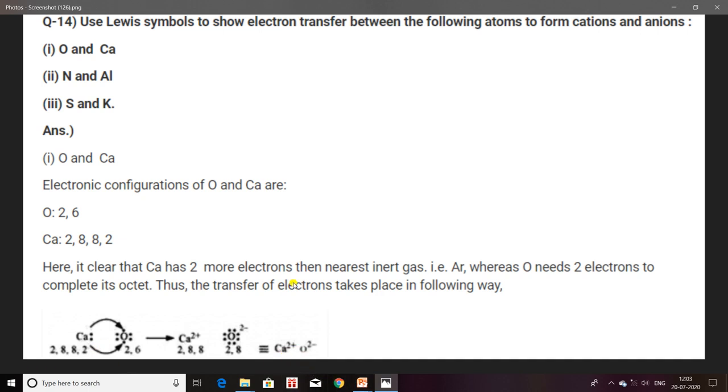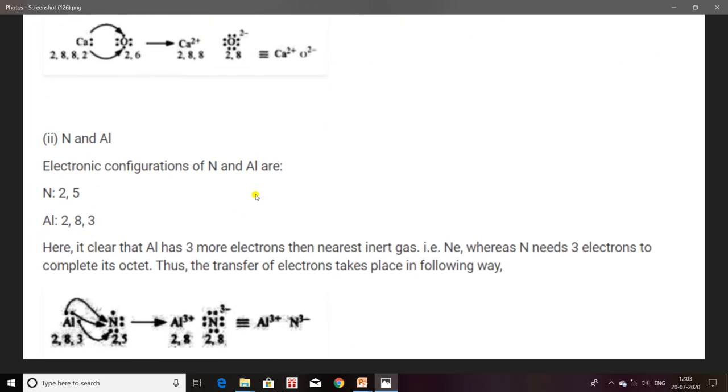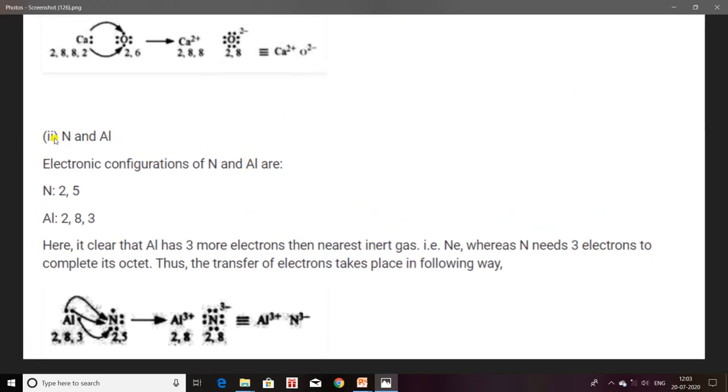Okay. Now next one is nitrogen and aluminium. So nitrogen belongs to the 15th group, aluminium belongs to the 13th group. Now you will write the electrons here. So the electronic configuration of nitrogen is 2,5, and of aluminium 2,8,3. If nitrogen gets 3 electrons and if aluminium loses 3 electrons, then they will have a stable electronic configuration because it will become 2,8 and it will become 2,8. So here what will happen? Aluminium will give 3 electrons to nitrogen. So there will be a complete transfer of 3 electrons from aluminium to nitrogen.